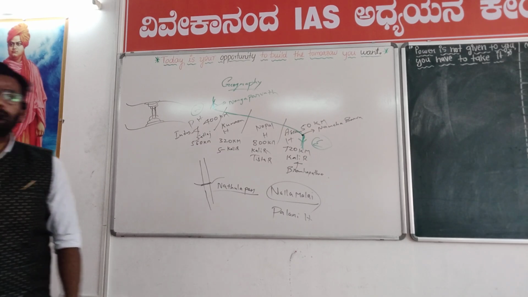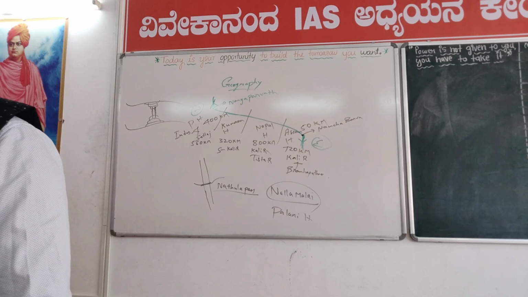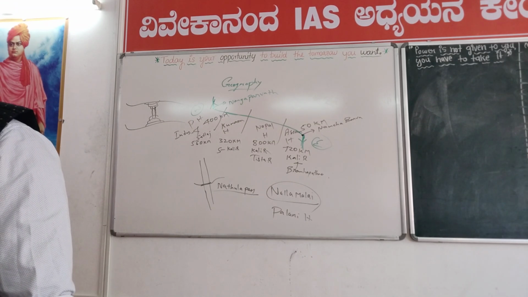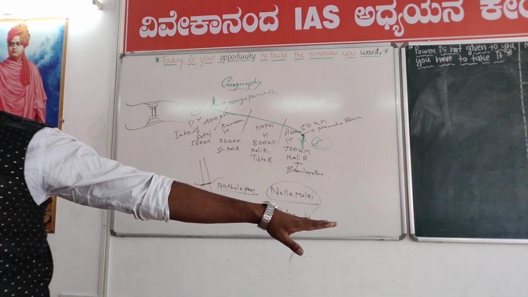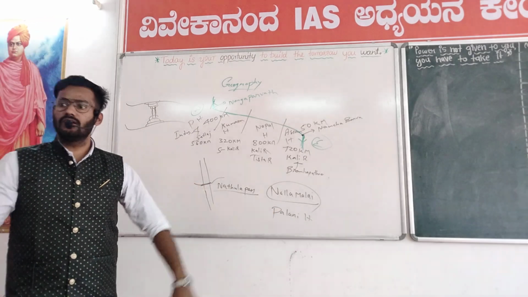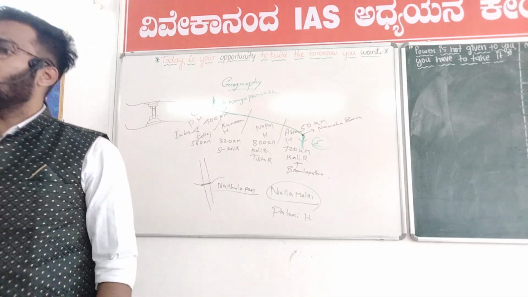See, if it is depthless, what is the wave height? More or less, tides class. Depthless means continental shelf. Continental shelf means near the coast. When it is near the coast, would the wave height be less or more?